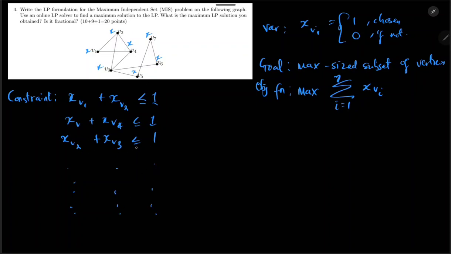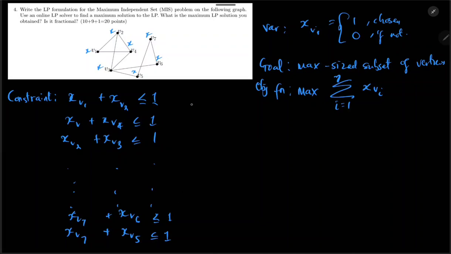So as I've written xv2 plus xv3 less than or equal to 1, you still have xv2 plus xv1, you still have xv2 plus xv4, and you're going to continue expressing these relationships as linear inequalities until you get to the last one. And the last one would be xv7 plus xv5 less than or equal to 1. And then let's say xv7 plus xv6 less than or equal to 1.